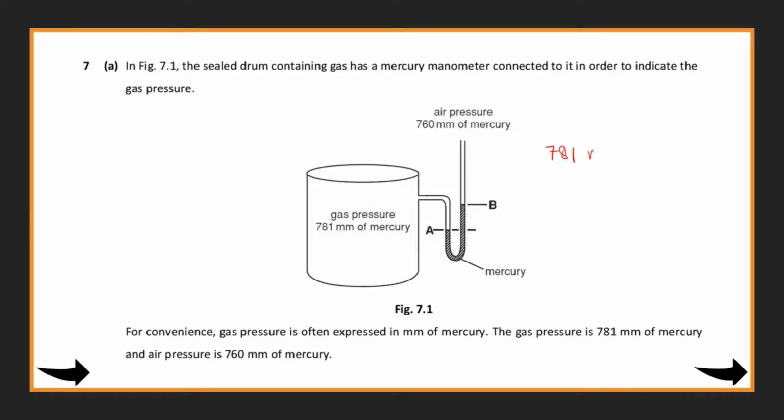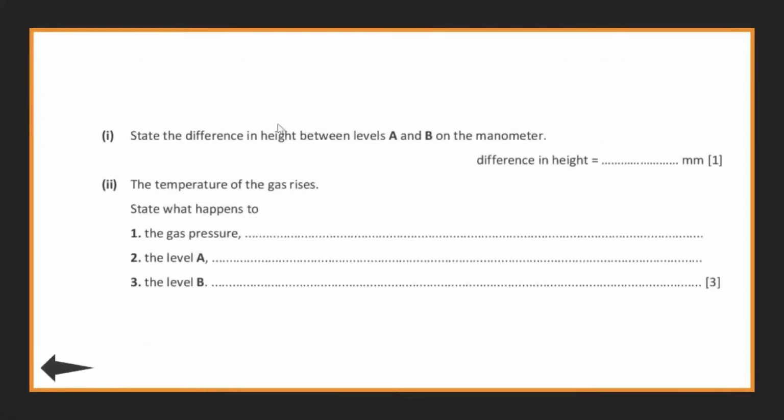So, the difference height between A and B can be calculated as 781 millimeter minus 760 millimeter. Once again, the difference of height between A and B represents the difference of pressure between the gas and the air. This is equal to 21 millimeter. This is the answer for question 7ai. The difference in height between levels A and B on the manometer is equal to 21 millimeter.